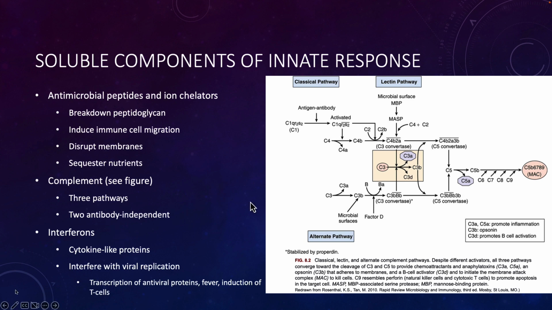Another part of our innate response is, of course, our interferons. These are cytokine-like proteins, and they interfere with viral replication. And the way they do that is that they can lead to the transcription of antiviral proteins. They can cause fever. When the temperature is too high, the cells can't reproduce. And they can also lead to the production of T cells. A healthy T cell response is really critical to fighting viral infection, because generally what we need to have happen is the destruction of virally infected cells. So interferons are critical in order to have a great viral response.